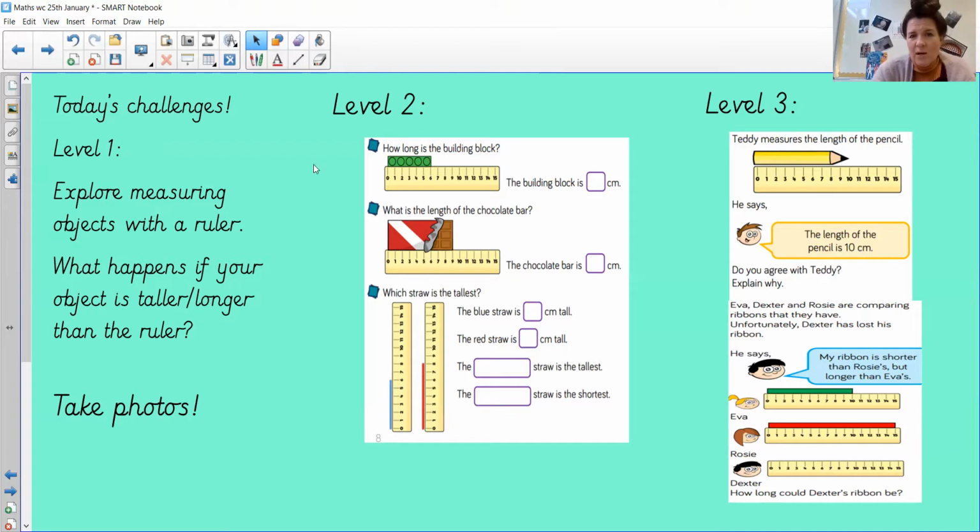So level 2 are just some questions here if you wanted to practice measuring using these questions. So we've got some rulers here and there's some blocks, or some chocolate there, that's yummy. And then a bit of a reasoning rabbit question down here, okay, about the tallest or the shortest, or some of our words of the week. And then level 3 is this reasoning rabbit over here, okay? So you've got 2 little reasoning rabbit activities there for your level 3 to have a go at if you want.